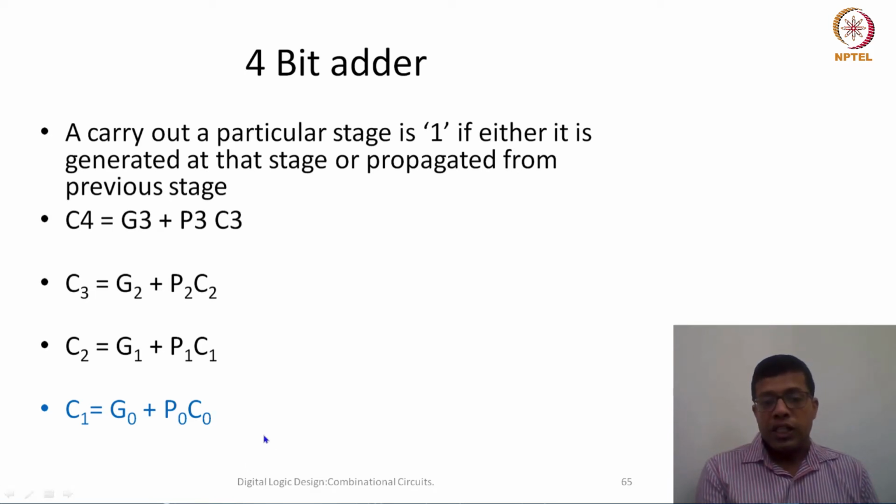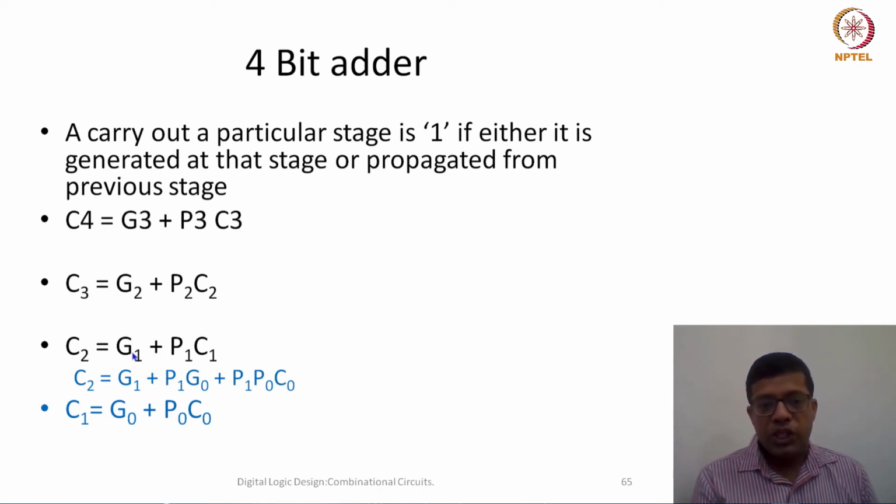So this equation we can generate from the primary inputs. C0 is our primary input. P0 can also be calculated from the primary inputs A and B. Similarly, generate can also be calculated from primary inputs. Now this C1 we can substitute here and we can calculate the value of C2 in terms of primary input. So if I do that, it becomes G1 plus P1 into G0 plus P1 into P0 into C0.